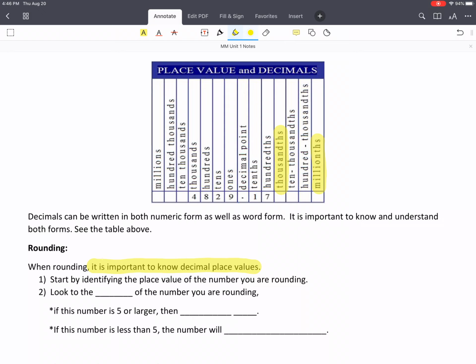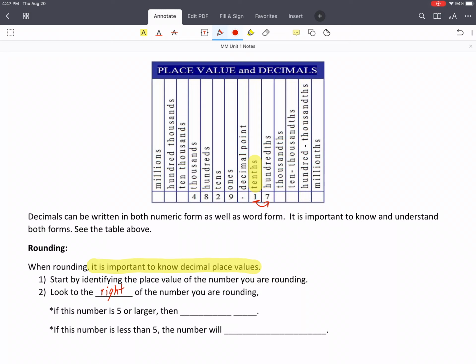So let me erase those two up there. If it's asking me to round to the tenths, then I need to know, all right, I'm looking at the first decimal. And then from there, let me change my color. We look to the right of the number we're rounding, okay? So if this one was asking us to round to the tenths, we were looking at the 1, but now we need to go to the right of it, so we look at the hundredths place.